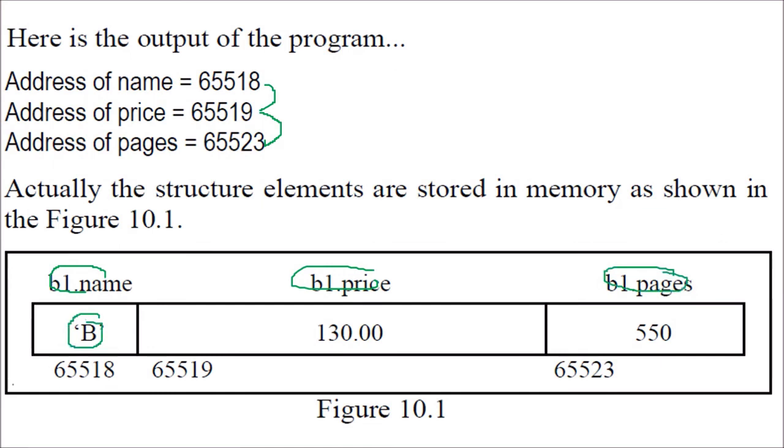Now this is the character, so it takes 1 byte. So we have 65518. It takes 1 byte, so it will go up to 65519. The next address will start at 65519. Now this is float, so it will take 4 bytes. So 4 bytes means 19 to 23. And this is B1 dot pages. Because this is an integer, it is going to take 2 bytes.